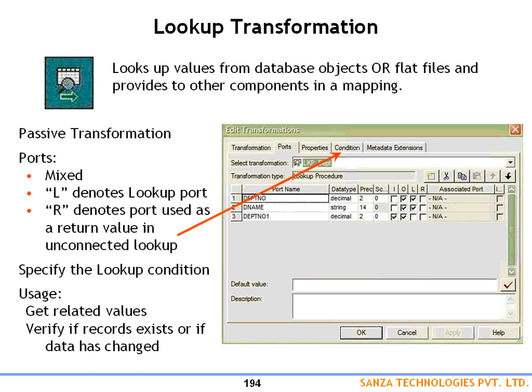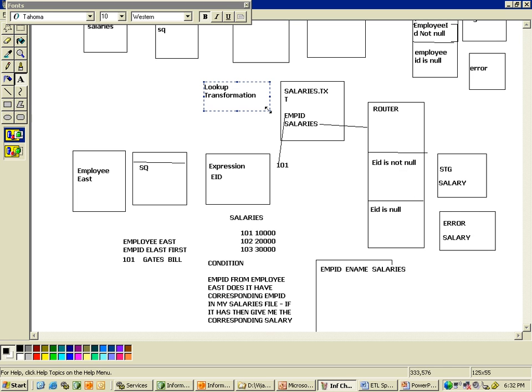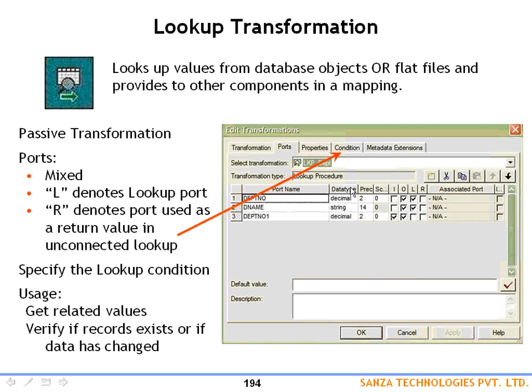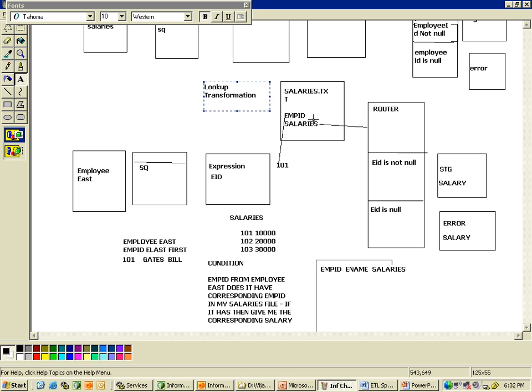Now, whichever employee is coming in from your source, source qualifier or expression transformation into your lookup transformation, it is called input to that transformation. Input, that's why input port. You can take the data out, that's why it is output port only. Output. So this is the importance of the lookup transformation.